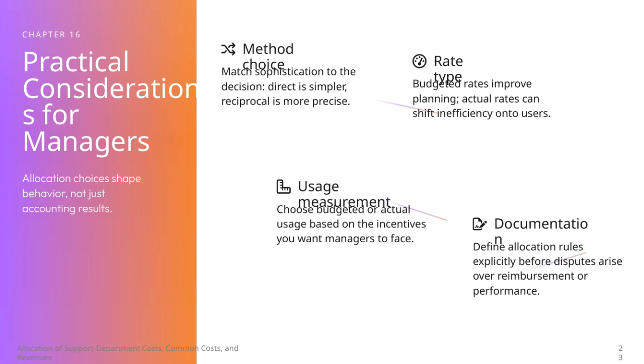Documentation is crucial. Clearly define your allocation rules upfront to avoid disputes later over reimbursements or performance evaluations. Remember, the way support department costs, common costs, and revenues are allocated doesn't just impact accounting on paper, it actively shapes managerial behavior and decision-making throughout the organization.